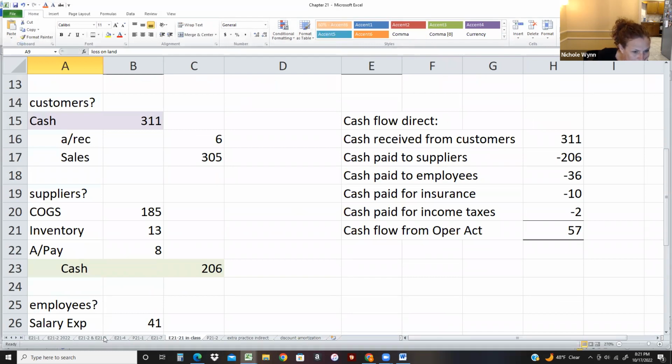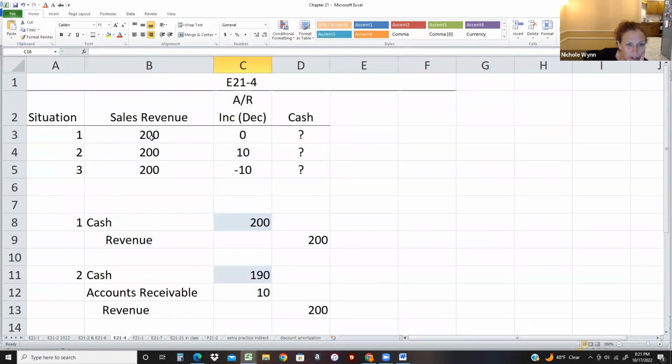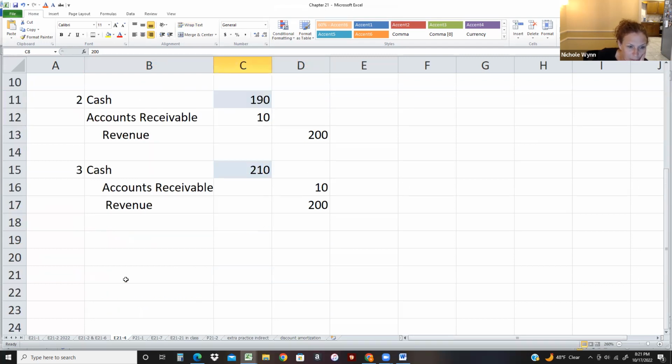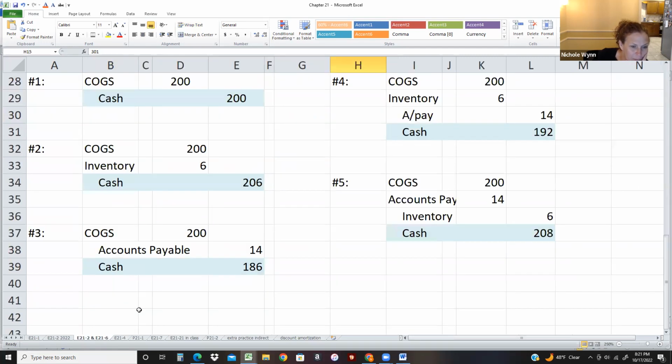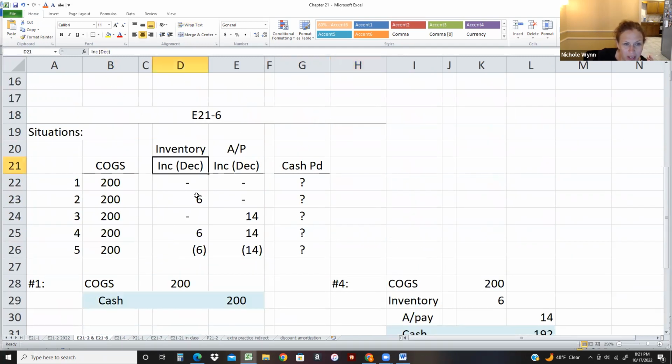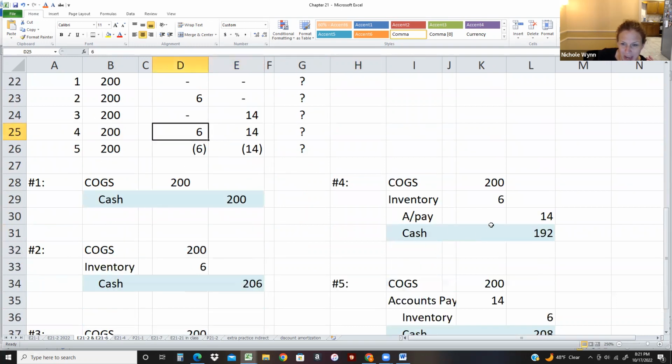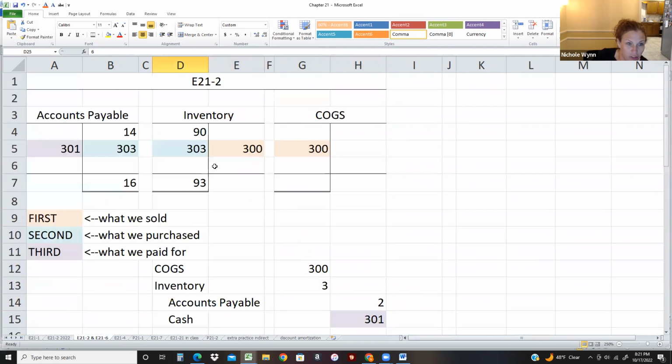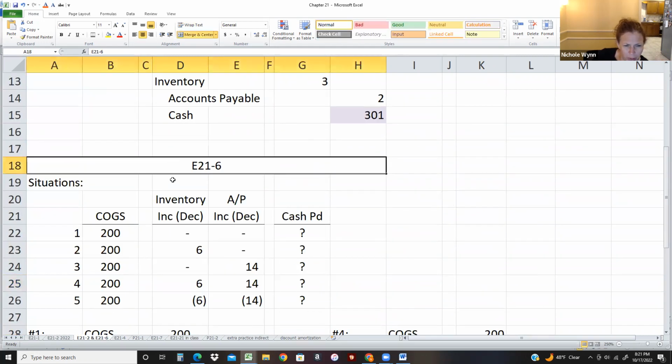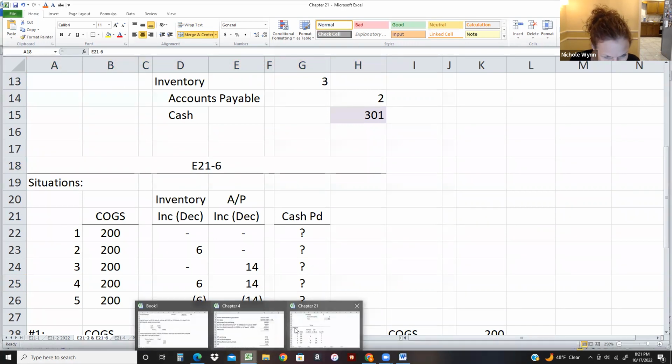21.4 is this one, where you were given accounts receivable, revenue, and cash, and you just had to do journal entries to get cash received from customers. So they were pretty easy. And then 21.6, same concept. You would say, did inventory go up or down? Did accounts payable go up or down? And you would calculate cash paid for inventory. That's a great question too. So look at 21.4 and 6 to help with the multiple choice question. And then you also have to do one where you do the operating section of cash flows. Let's do one of those together.